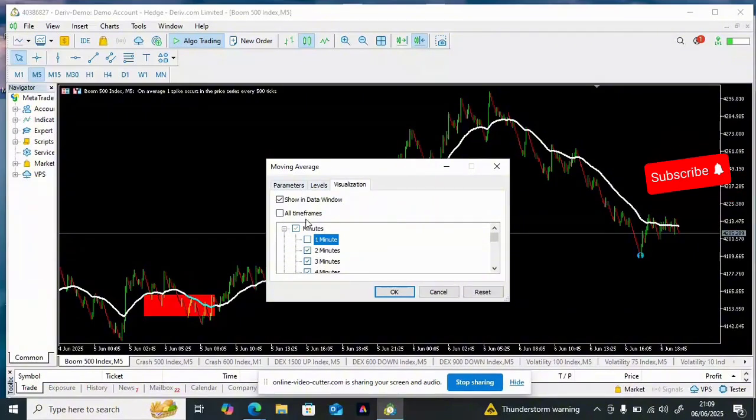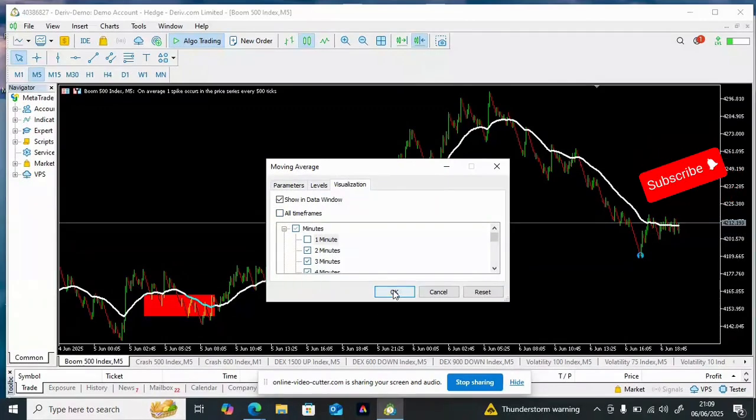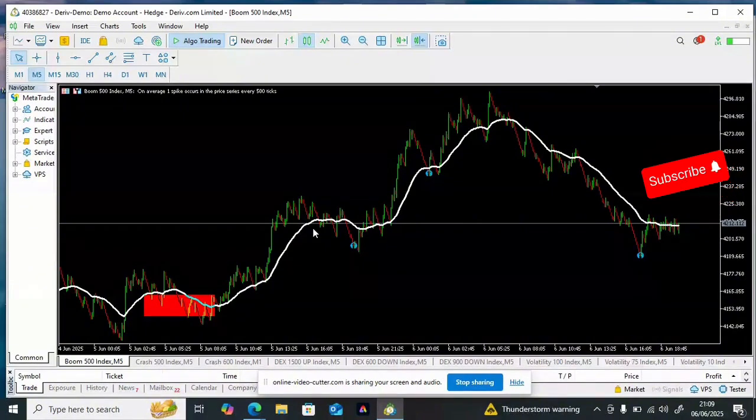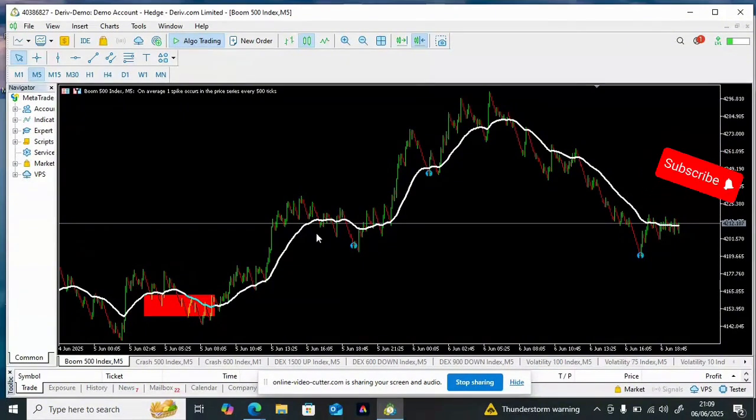Let me show you. If you click on visualization, at first it will be on all time frames. You click on all time frames, then you remove it, then you come here on 1 minute, you click and you remove this one. Then you click on OK. So you only want it to show on other time frames, but not on the 1 minute time frame. You get what I'm saying? Why? There is a reason for that. On the 1 minute time frame, you only need to see the spike detector. You don't need to see the moving average.